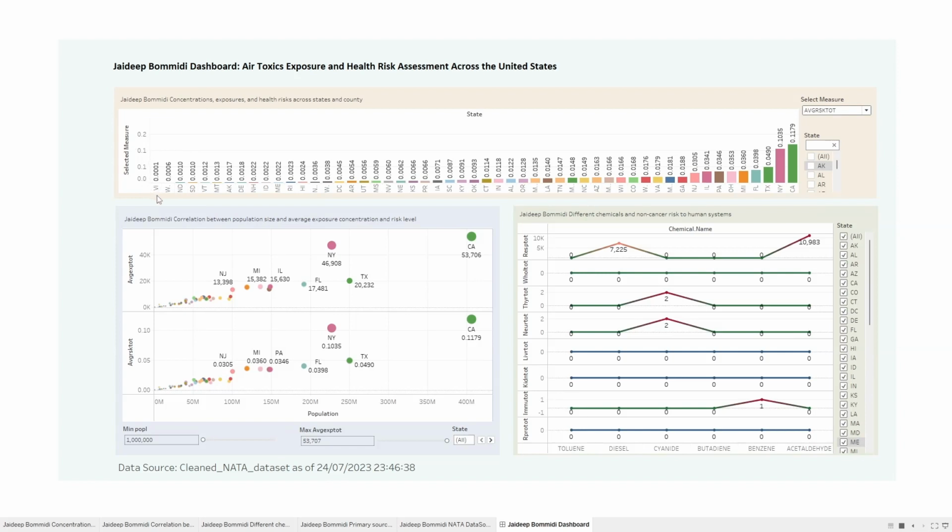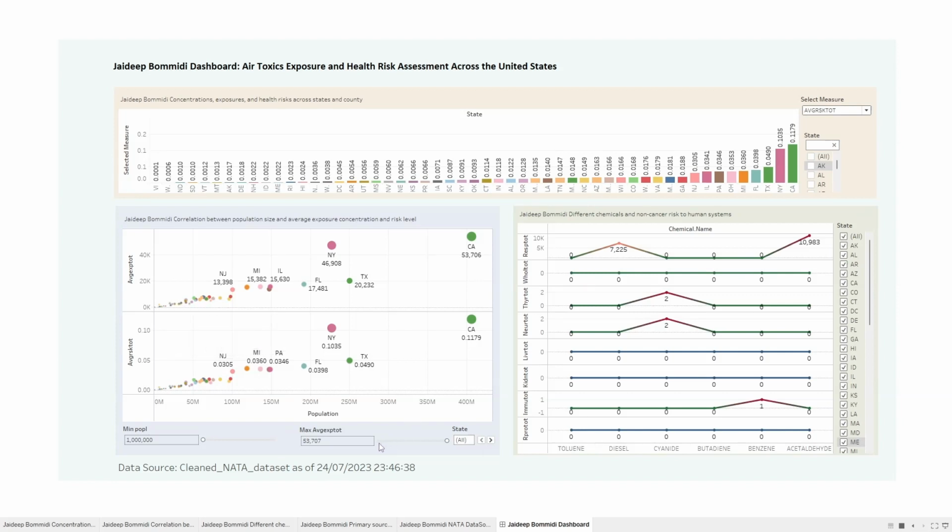Now we have only checked how the states are performing based on the concentrations, exposures, and health risks. Now let us see how the population of these states is correlated with these parameters of concentration, exposure, or risk levels. Here, I have plotted a scatter plot to understand the correlation, and each circle is a state with its respective measure. I have created a parameter because these small states with less population are very much cluttered.